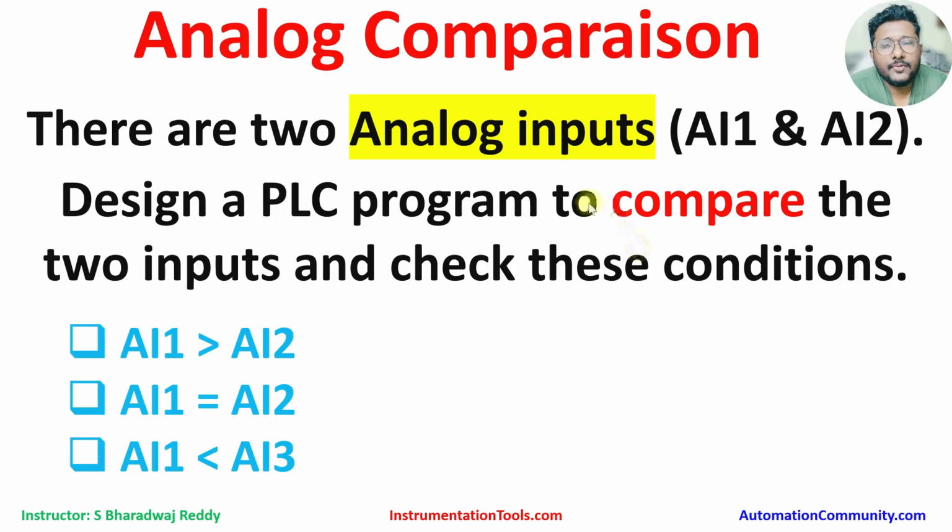Here we have two analog inputs, AI1 and AI2. Analog input 1, analog input 2. We have to generate three status bits: greater than, less than, and equal to. For this, we are not going to use the comparator block, and we have to complete the task without using the comparator block. Okay, first open your PLC software.